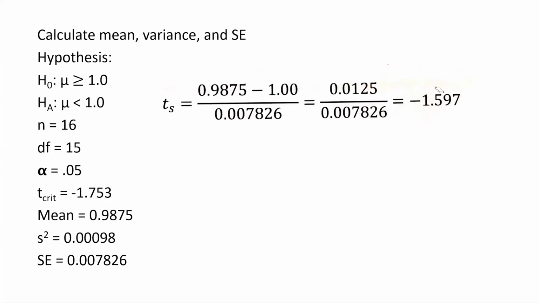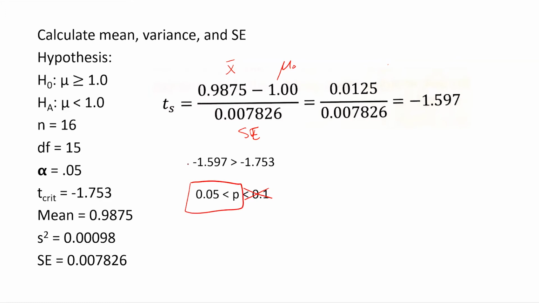So our t-calc is equal to the mean minus our null mean divided by our standard error. And we get our t-calc is negative 1.597, which is less extreme than our critical value, which means that our p-value is greater than 0.05. Again, as I mentioned, we're not calculating ranges, so don't even worry about this. All that matters is that our p-value is greater than 0.05.